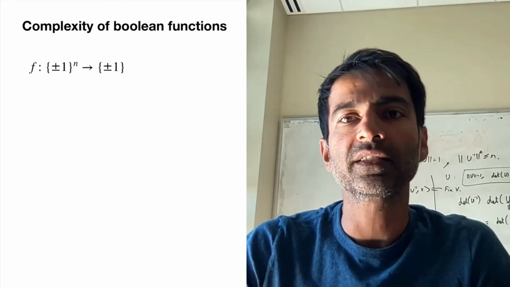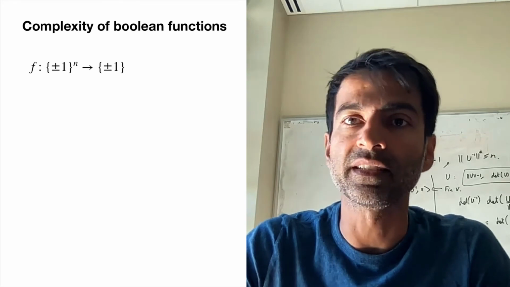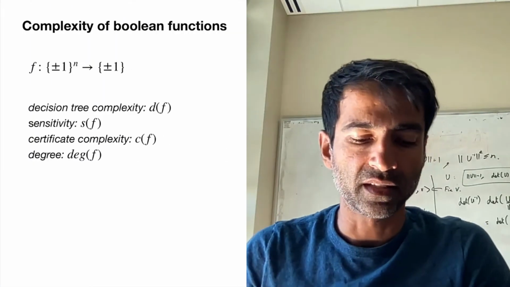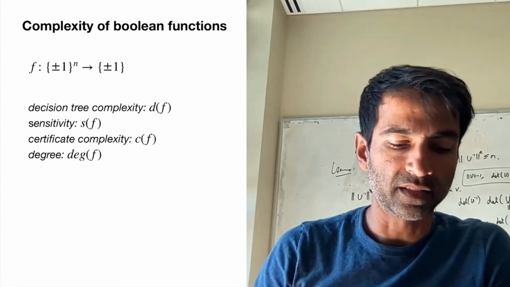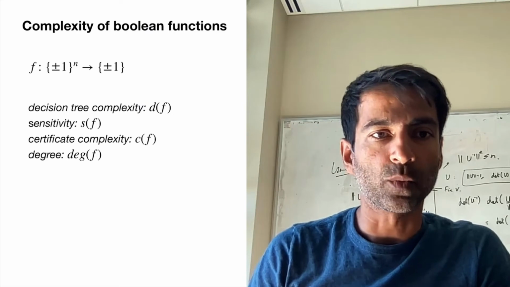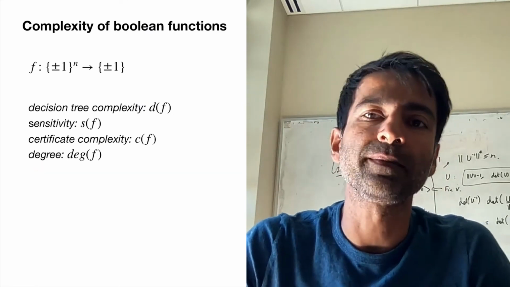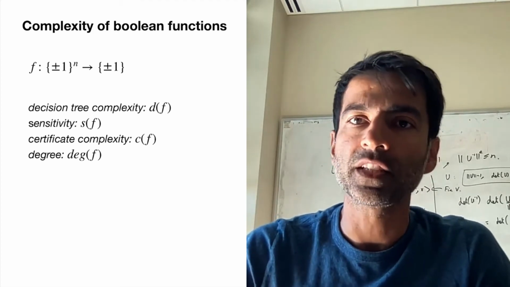Over the last few years, computer scientists have come up with many ways of measuring the complexity of Boolean functions. And in this video, I'll discuss 4 of them, these 4. Now, one of these measures, the degree of the function, is very old. It was studied by mathematicians for a long time. The other 3 are relatively new.